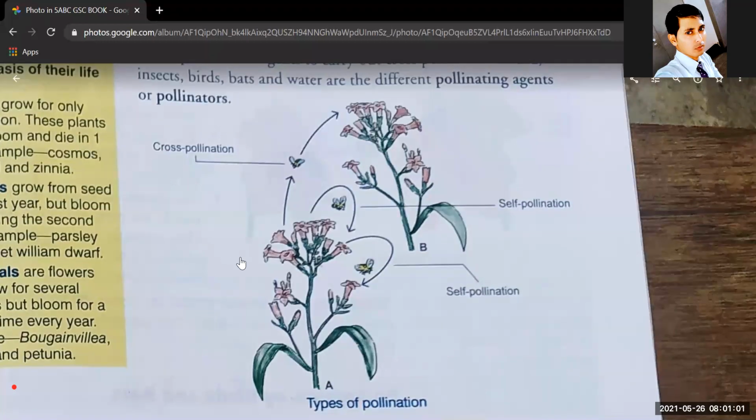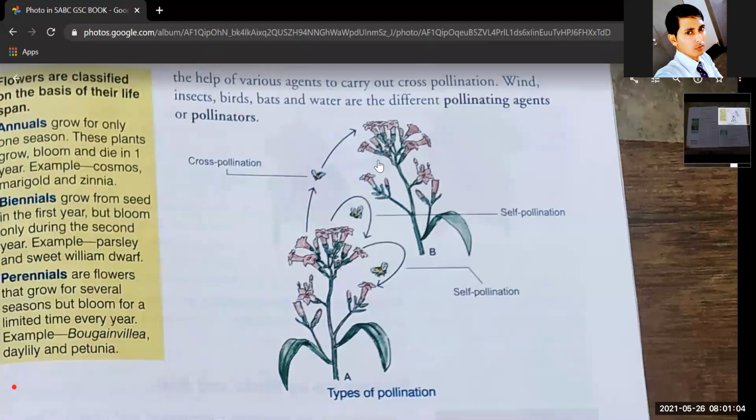So here in the picture, the types of pollination are given. Cross-pollination: see this bee or insect, it flew from here to here, then here to here. This is called cross-pollination. Then here, at one place only, it has come from here to here only. So it will be called self-pollination. Then here also self-pollination. But this bee is going backwards and forwards to both the places, first here, then here, then here. So this is called cross-pollination.